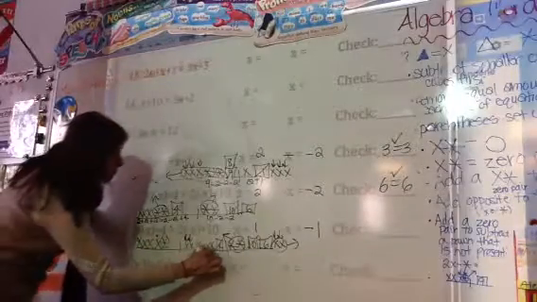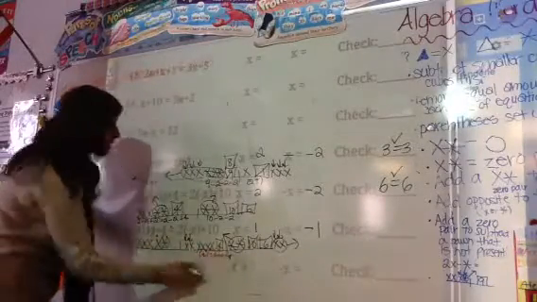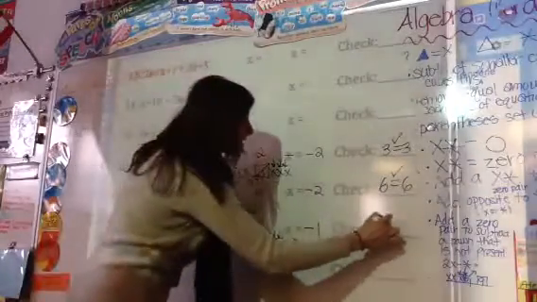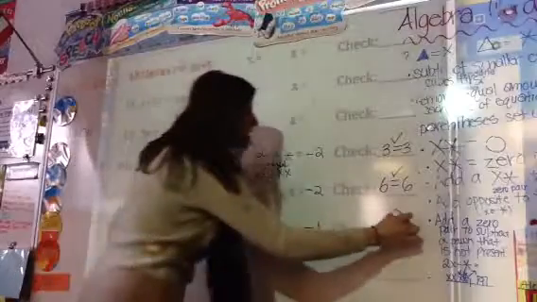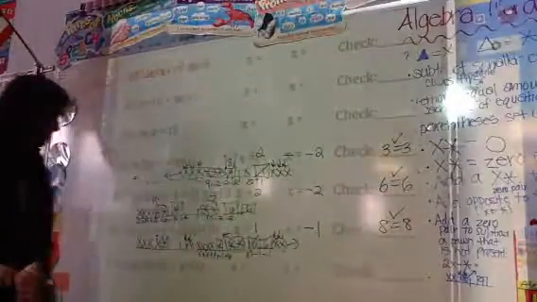Left side, 1 plus 1 plus 1 plus 1 plus 4. So 4 plus 4 is 8. On our right side, 10 minus 1 minus 1 equals 8.